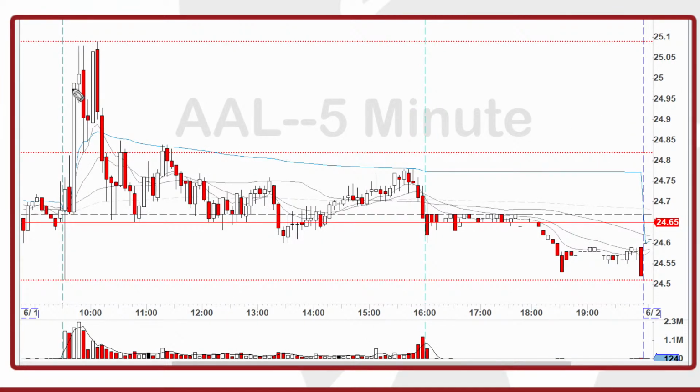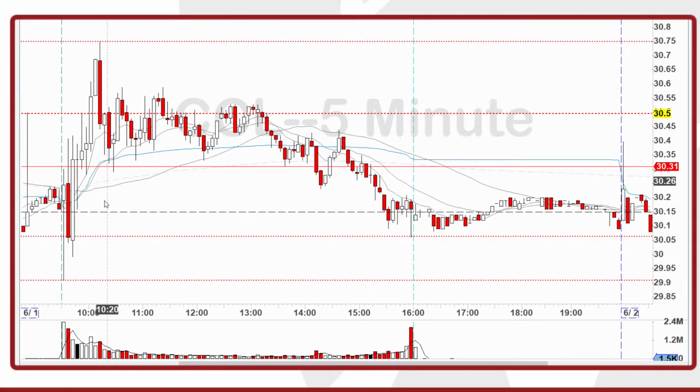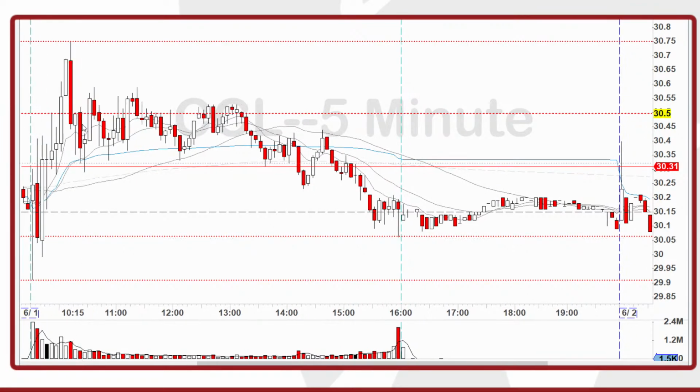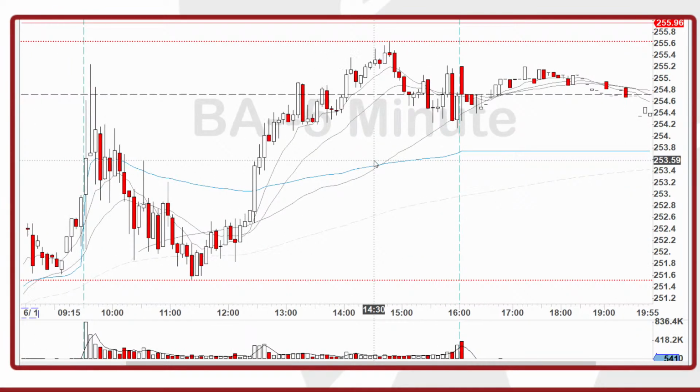Did get one initial pop on here, then just becomes choppy. I truly believe it's just the market kind of pulling things down. CCL was horrible, very choppy in here. Look at the entire afternoon action as well, not looking great. And that's for the most part a lot of the pictures here.